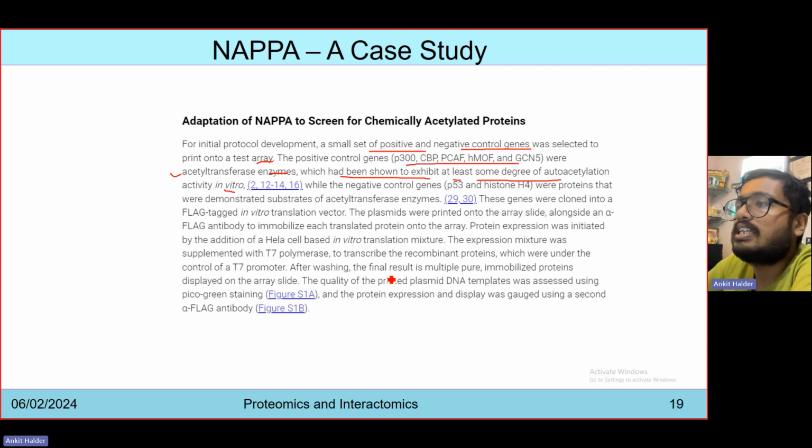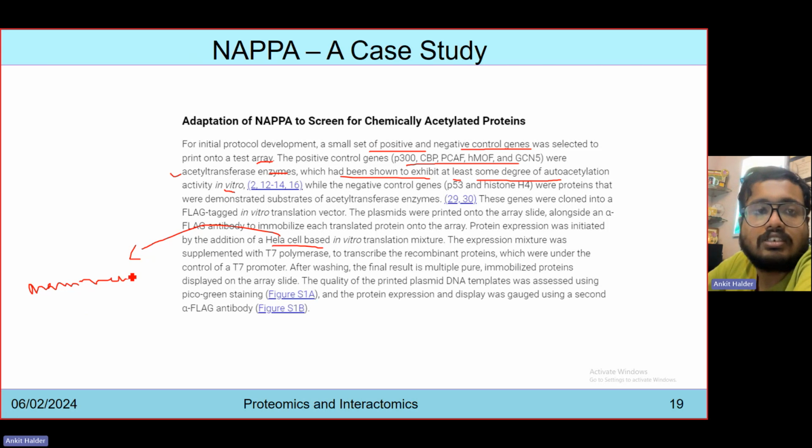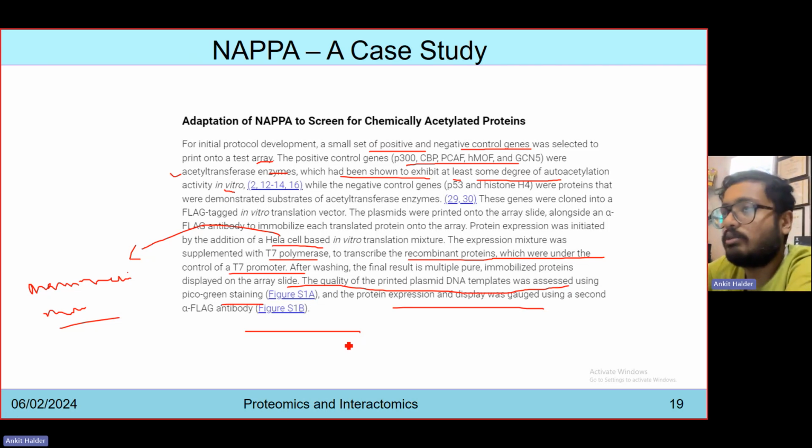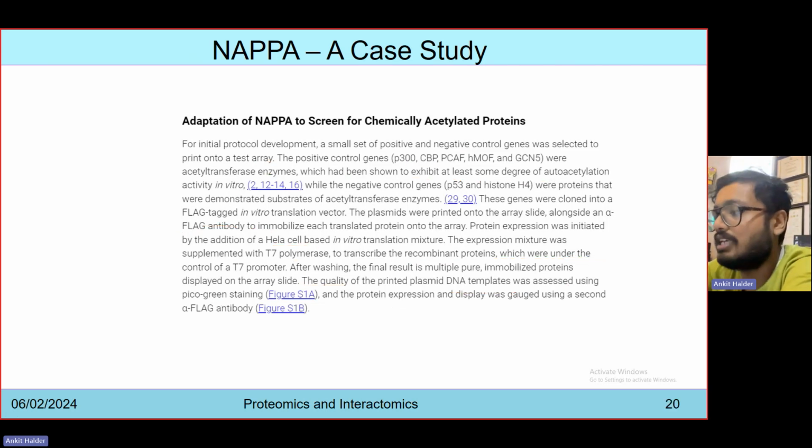Again, the HeLa cell based translation gives you the mammalian milieu, or the mammalian condition, and was supplemented with T7 polymerase to transcribe the genes which were under the control of a T7 promoter. The quality of the immobilized proteins was assessed using PicoGreen staining, and the protein was detected using a second anti-flag antibody. So it was tagged with flag protein, and all the anti-flag antibodies will get immobilized.